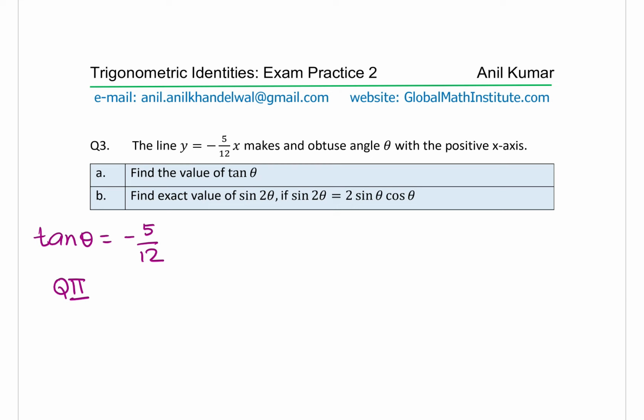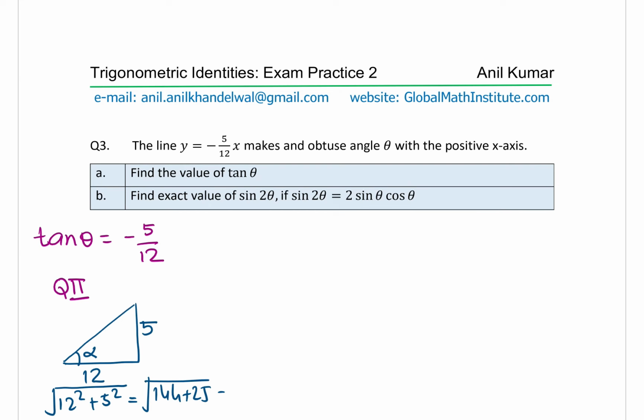So let's make our acute angle triangle, alpha. Tan is a ratio of opposite over adjacent. So we can find the third side, which is the square root of 12 squared plus 5 squared, which is the square root of 144 plus 25, and which most of you know is 13. This is a standard triangle, correct?